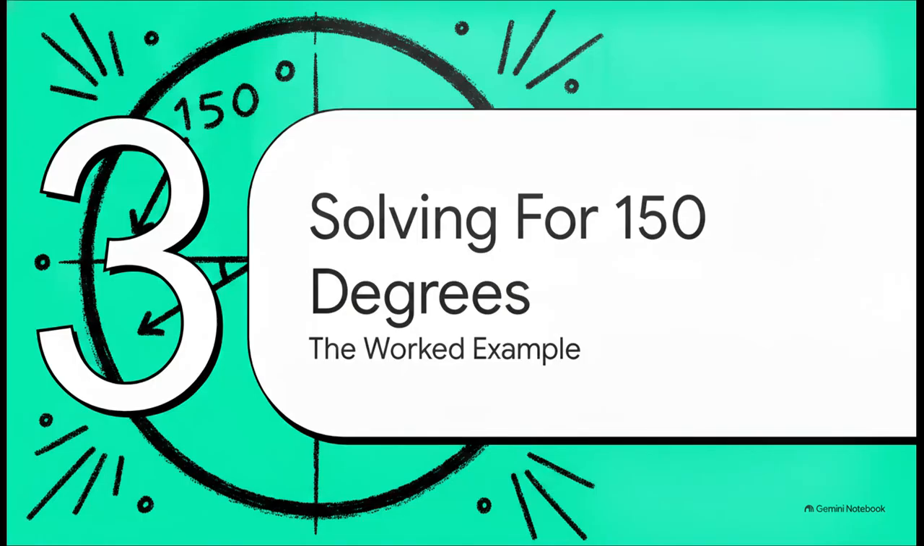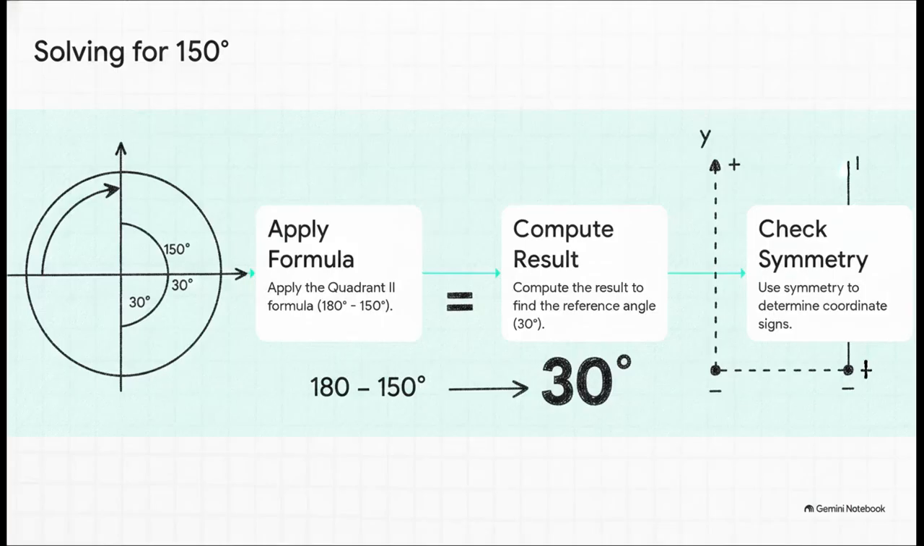All right, Section 3, solving for 150 degrees, the worked example. Let's actually put these rules to the test and find the reference angle and trig values for 150 degrees. By following these 4 simple steps, we can easily conquer this one. Step 1, 150 degrees is clearly greater than 90 but less than 180, so we know for sure it sits right in quadrant 2. Step 2, because we're in quadrant 2, we grab our specific formula, which is 180 degrees minus our angle. Step 3, we do the math. 180 minus 150 gives us exactly 30 degrees. Boom, that's our reference angle.